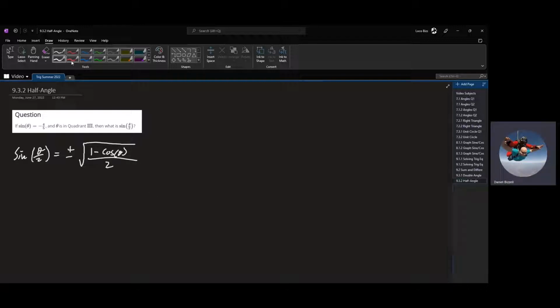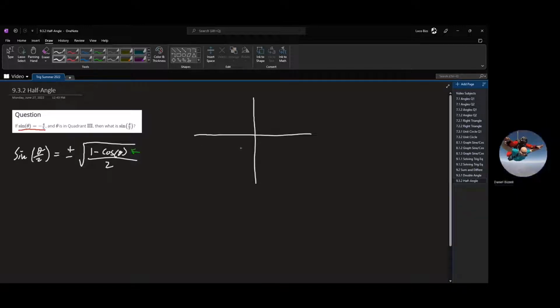So notice the question itself gave us sine of theta, and the formula here requires cosine of theta. So we need to figure out what cosine of theta is. Let's go ahead and draw our triangle in quadrant 3. So since we have sine of theta is equal to -4/5, we know our opposite side is -4. Our hypotenuse is 5, and we need to find our missing side, x.